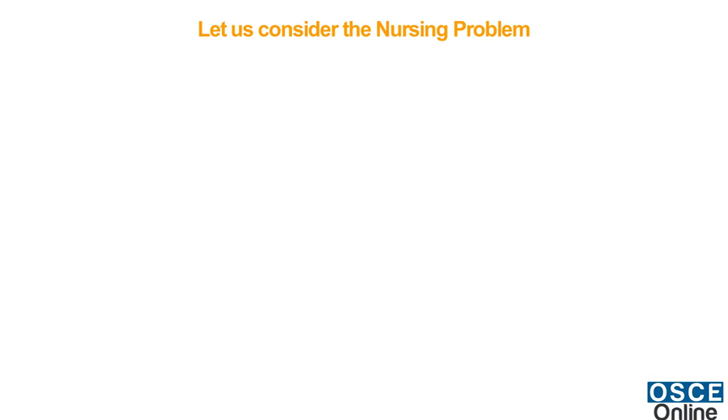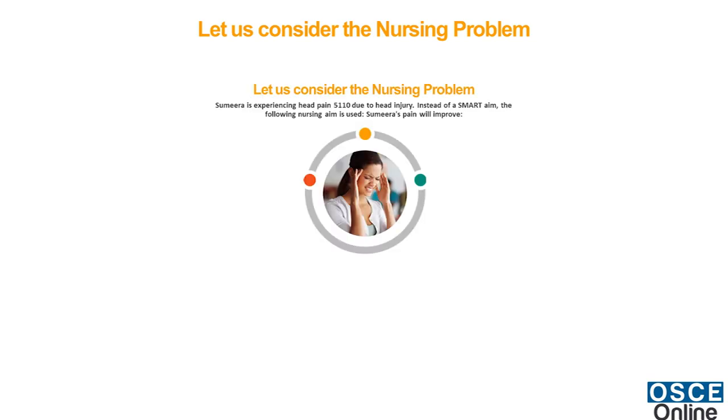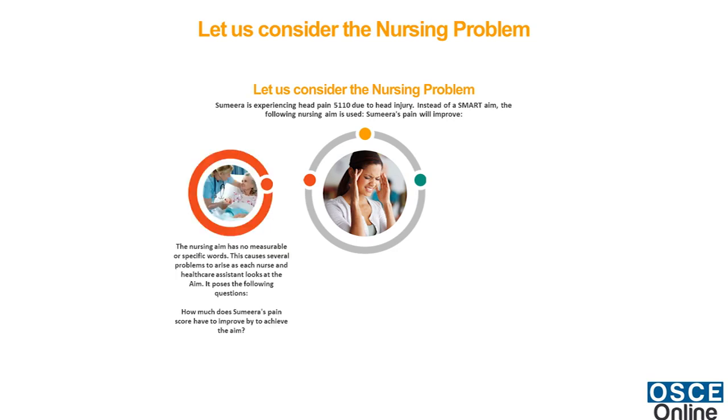Let us consider the nursing problem. Sumira is experiencing head pain 5 out of 10 due to head injury. Instead of a SMART aim, the following nursing aim is used. Sumira's pain will improve. The nursing aim has no measurable or specific words. This causes several problems to arise as each nurse and healthcare assistant looks at the aim. It poses the following questions.